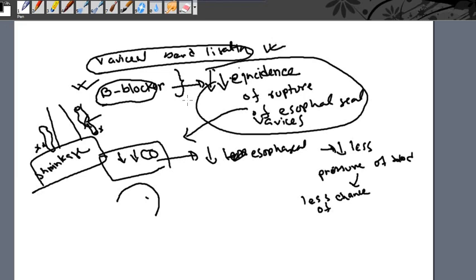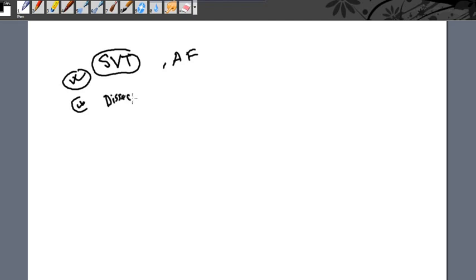So this is a very important indication of beta blocker: prophylaxis for bleeding from esophageal varices in CLD. There are many other indications. One of the important ones is that beta blocker is useful in supraventricular tachycardia, atrial fibrillation, and flutter. But these are actually beyond my discussion, so I'll just mention them. And again, beta blocker is helpful in dissecting aortic aneurysm.